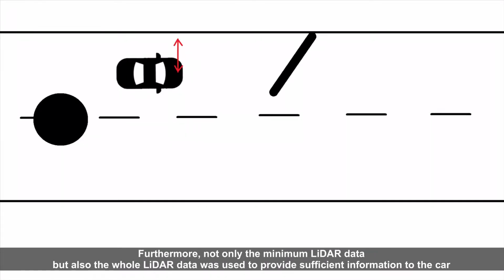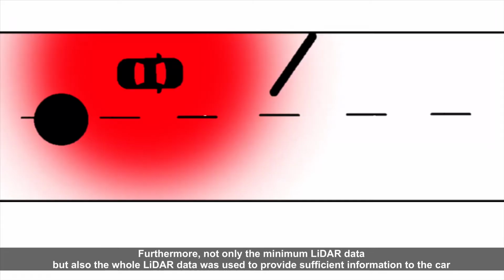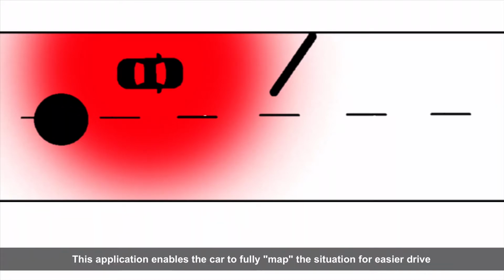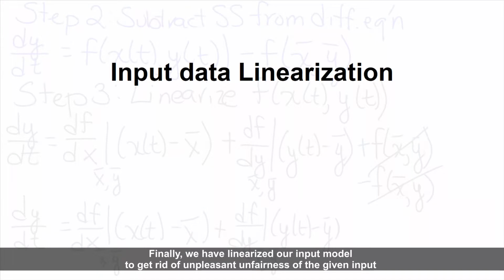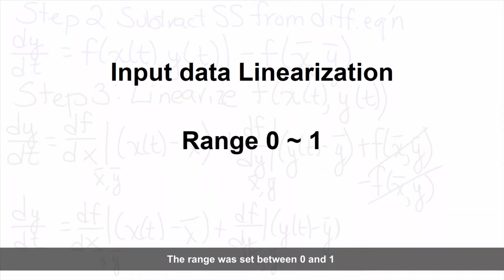Furthermore, not only the minimum LiDAR data, but also the whole LiDAR data was used to provide sufficient information to the car. This enables the car to fully map the situation for easier driving. Finally, we have linearized our input model to get rid of unpleasant unfairness of the given input. The range was set between 0 and 1. The overall reward system was maintained.